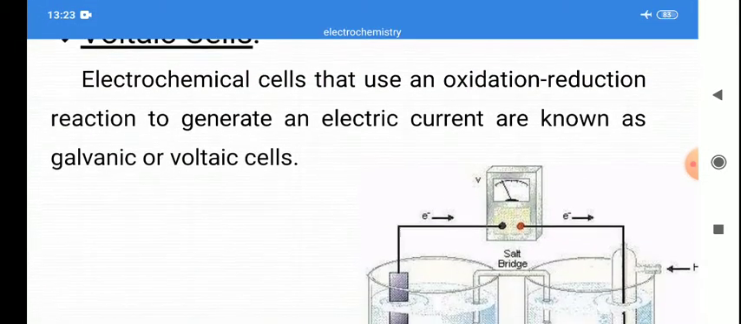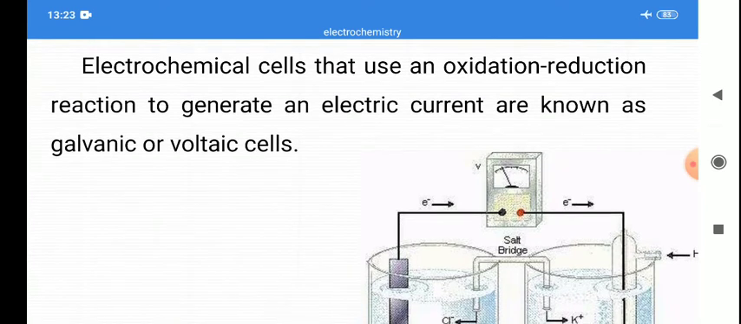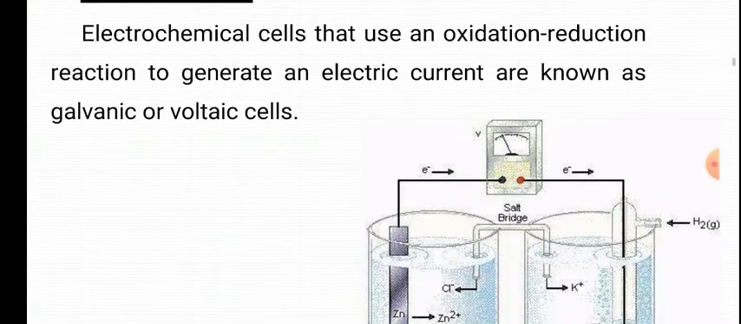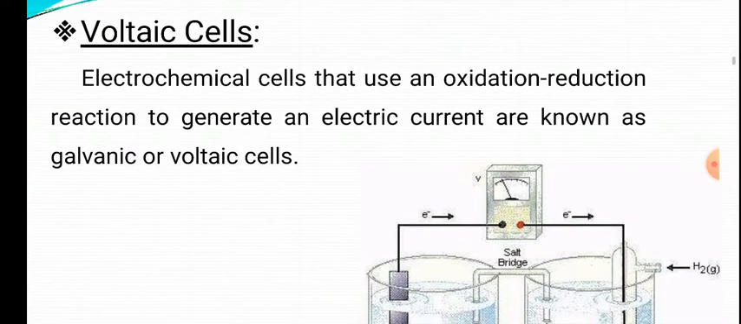voltaic cell. Electrochemical cells that use an oxidation reduction reaction and generate an electric current are known as galvanic or voltaic cells. So in the case of the voltaic cell, by means of the chemical reaction, we can get electricity. And another thing, that is electrolysis.